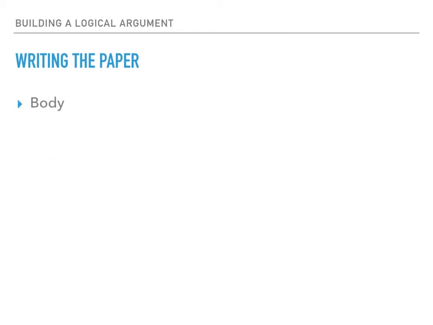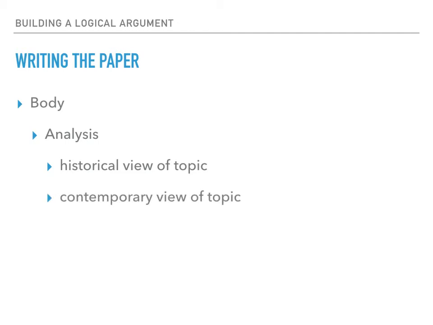Then you'll begin writing the body of the paper. Now, the body of the paper is where you're going to begin to work with all of the research that you've done. One thing you can do is look at the historical view of your topic. Historically, what have researchers said about your topic? You can also look at contemporary views of your topic. And here's a very interesting thing.